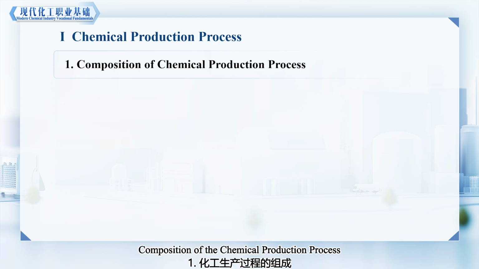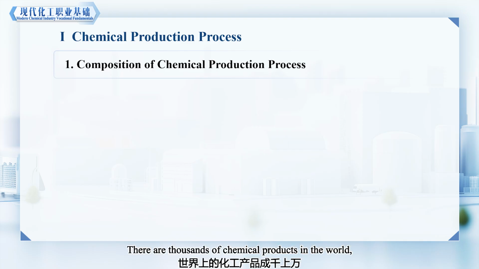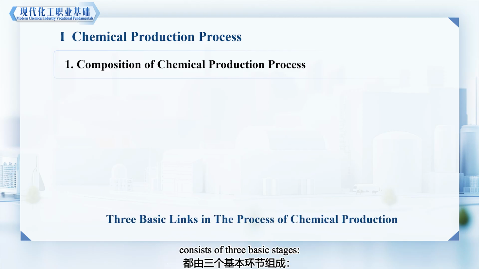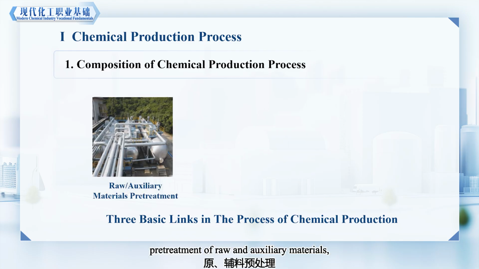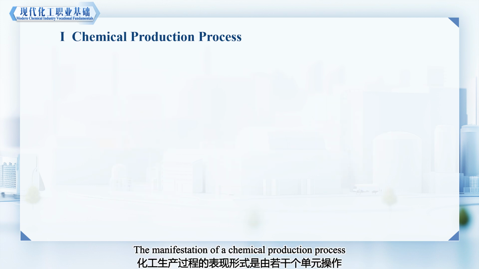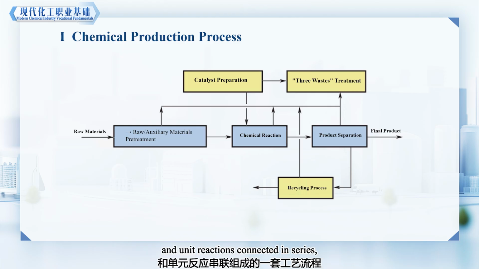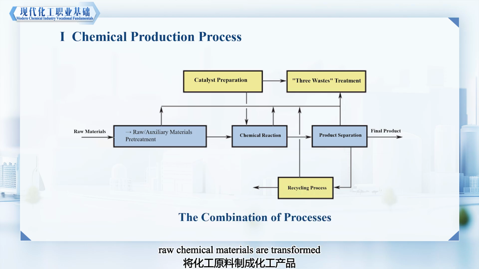1. Composition of the chemical production process. There are thousands of chemical products in the world, but almost every chemical product's production process consists of three basic stages: pretreatment of raw and auxiliary materials, chemical reaction, and product separation. The manifestation of a chemical production process is a process flow composed of several unit operations and unit reactions connected in series. Through the three basic stages, raw chemical materials are transformed into chemical products.